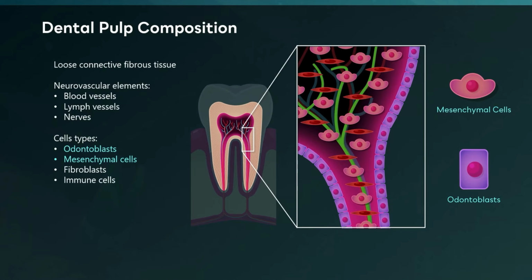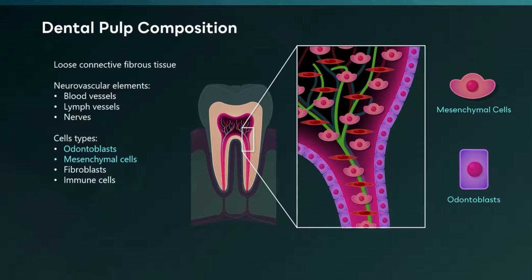We have odontoblasts, which produce primary and secondary dentin. We have our mesenchymal cells, which can differentiate into secondary odontoblasts to produce reparative dentin in response to injury. We also have fibroblasts, which produce the fibrous tissue that I just talked about. And finally, we have immune cells, such as macrophages and dendritic cells. All of these cells have their own role in the pulp, and collectively, they function in tooth development, pulp homeostasis, injury response, and dentin pulp regeneration.